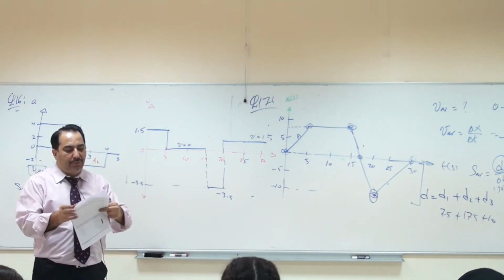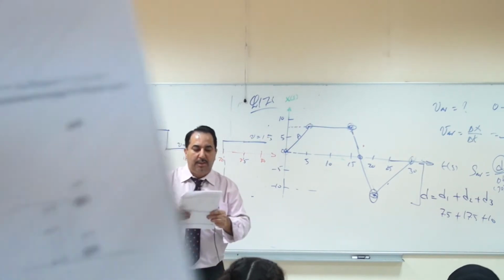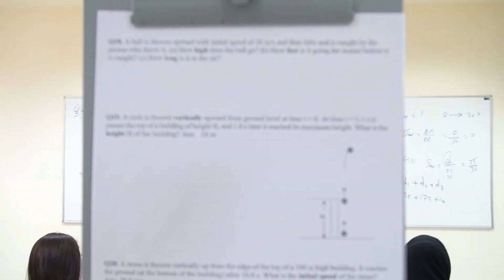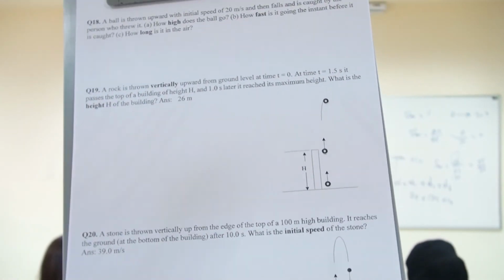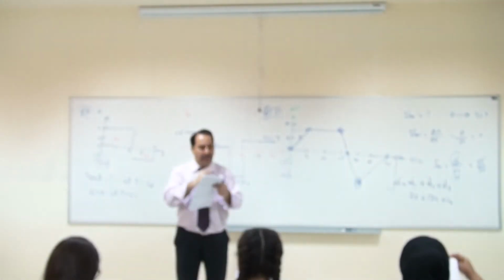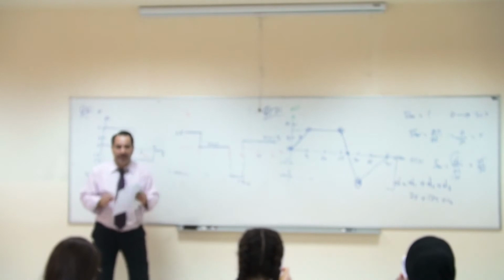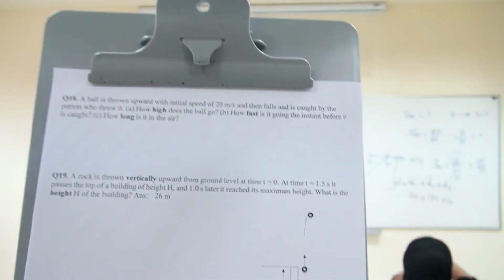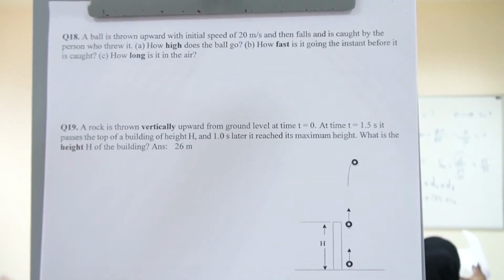If we go to question 18, you can see questions 18, 19, 20, 21, 22 to the end, 23, they are all about free fall. So 18, 19, 20, 21, 22, and 23. Now, let's look at 18. Question 18.